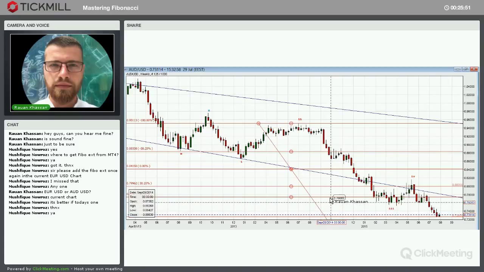Next level to watch is 0.7740, which represents the 161.8 extension. First time Australian dollar has declined to it was at the end of January 2015, and after that the currency pair has spent 12 weeks, well, 3 months of consolidation trading in the area of 0.7740.